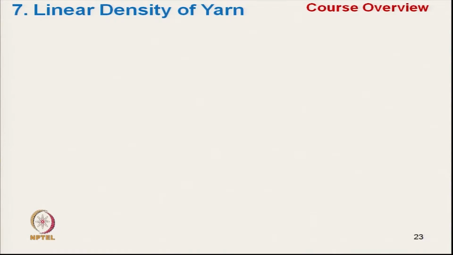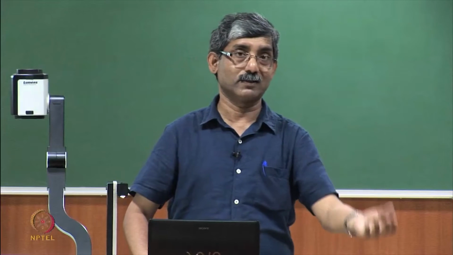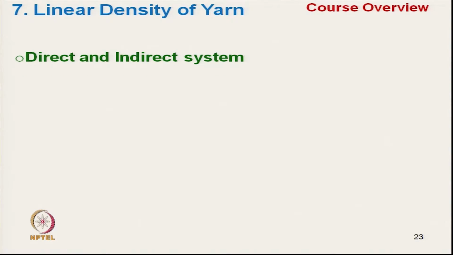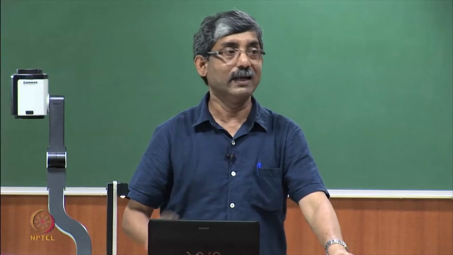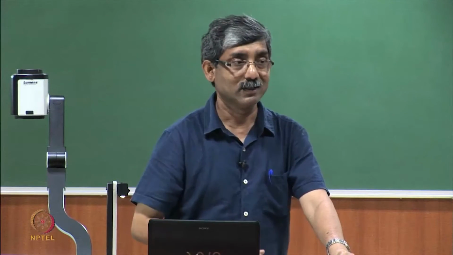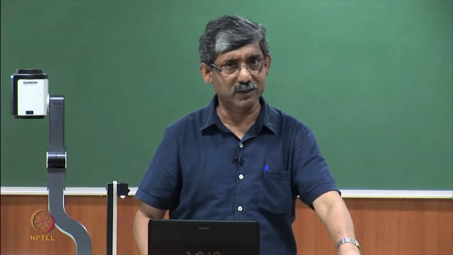Okay. Next is the linear density of yarn. Linear density means the mass per unit length or length per unit mass, because there are two processes, one is the direct system of measurement, which is expressed in terms of mass per unit length, and the indirect system is length per unit mass. So, this we will discuss in detail, and their interrelationships we will discuss.